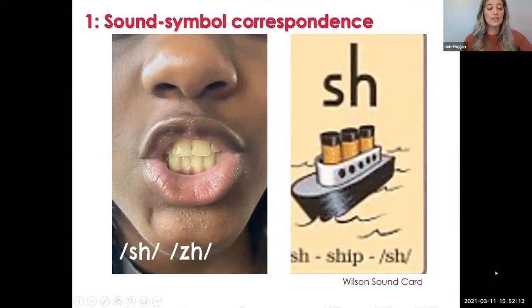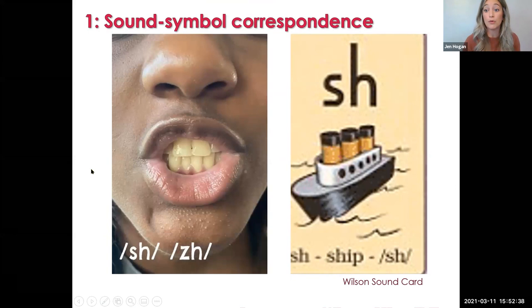The first is addressing the sound symbol correspondence in some way. This card example, I just have access to the Wilson sound cards, but every program has their own. And on the left is really important because it's showing the students how to form the sound appropriately, which is key, especially for our English language learners. A lot of these sounds might not exist in their first language, so being able to see the sound formed appropriately is going to be key for their understanding.